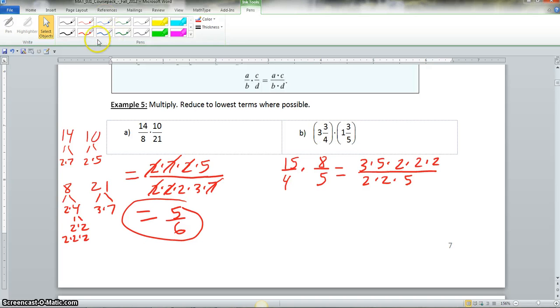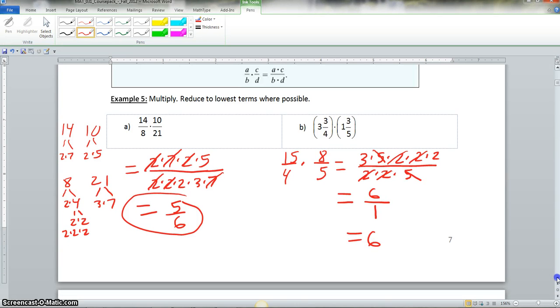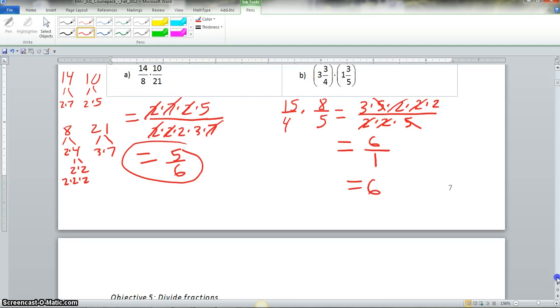Okay, now what we do have in common, we have this 5 and this 5. And we also have 2 sets of 2's. Now, with our numerator, we had 3 times 2 is 6. Our denominator, everything is simplified out. When everything simplifies out, that leaves you 1. It doesn't leave a blank, it leaves 1. So 6 divided by 1 is 6. And that is your final answer.